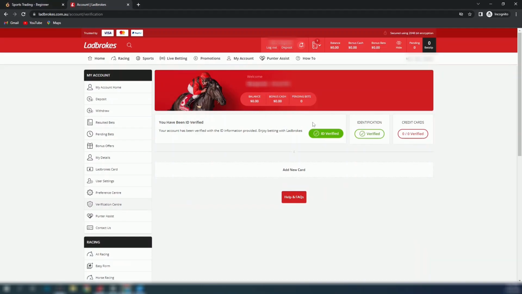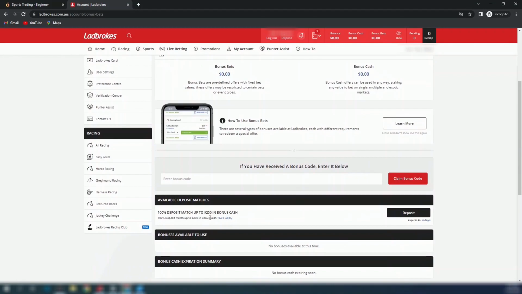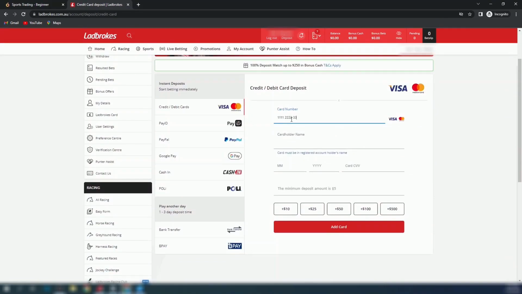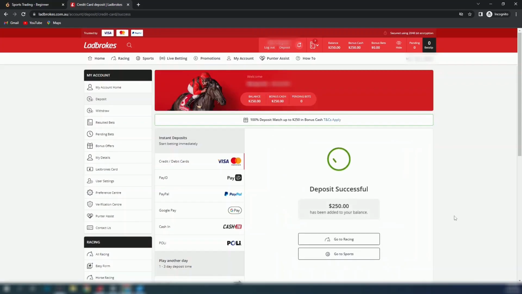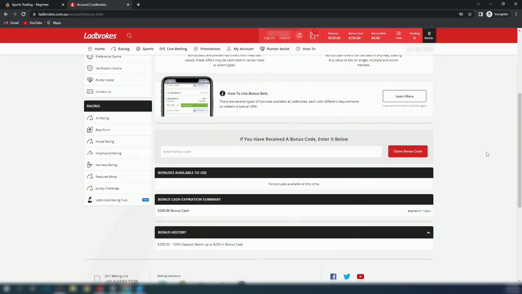Next thing we'll do is we'll make our first deposit. To do that, we'll head over to our bonus section and click on the deposit button to the right of our offer there. Once that's gone through, you should see the bonus deposited into your account, along with the cash amount as well.